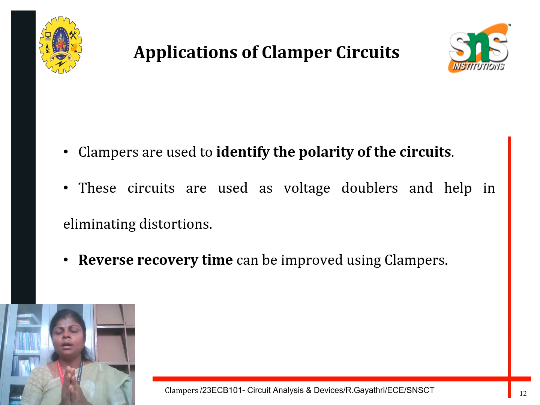The clamper is mainly one of the applications of the PN junction diode, and it is used to identify the polarity of the circuits. With the change in polarity, the signal will be shifted. This circuit is also used as a voltage doubler and for eliminating distortions. And another main application of the clamper circuit is to improve the reverse recovery time. Reverse recovery time can be improved by using the clamper circuit.